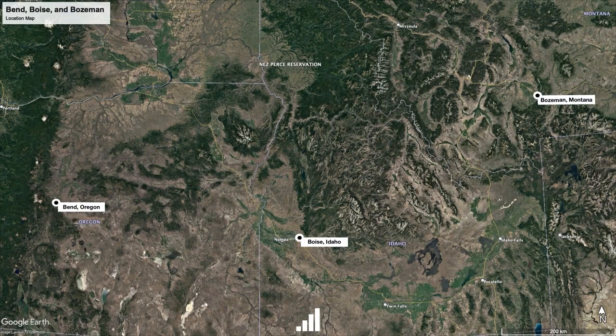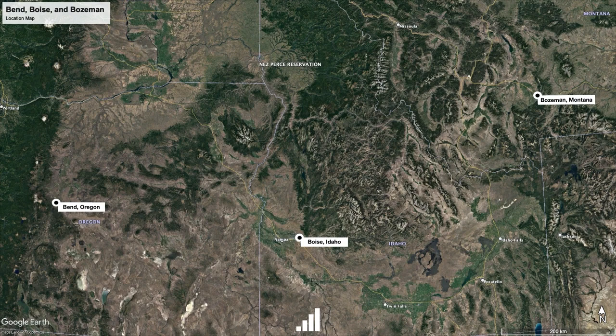Here's a map that shows the location of Bend, Boise, and Bozeman. Starting from the left and working our way to the right, which will be from west to east, you see Bend, Oregon, which is in central Oregon. That is high desert. Boise, Idaho, which is the state capital for the state of Idaho, and then Bozeman, Montana, which is about 95 miles from Yellowstone National Park. All three of these metropolitan areas are located in river valleys. The Deschutes River flows through the city of Bend, Oregon. The Boise River flows through the city of Boise, Idaho. And the Gallatin River is located within close proximity of Bozeman, Montana.